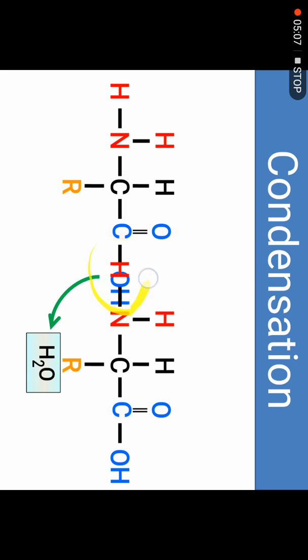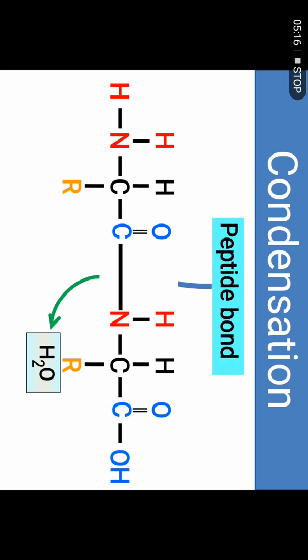If you can see, the overlapping letters are the H and the OH. The H and OH are the elements that make up water. So when this part links together, it will remove water and form that bond. We call this condensation. So the water is being removed when two amino acids join together.